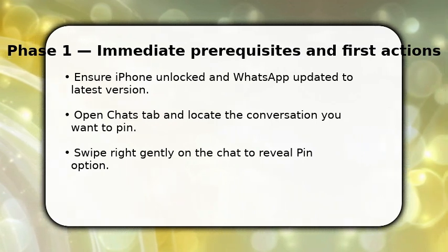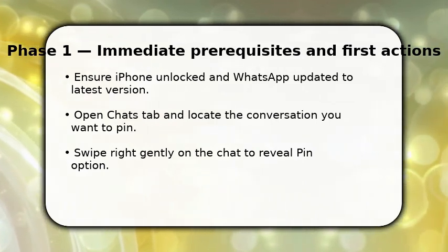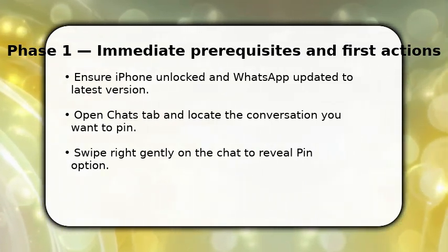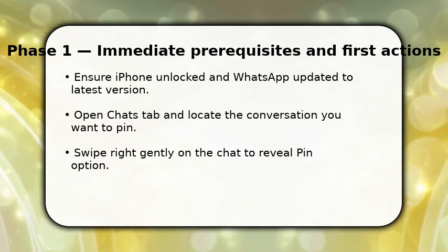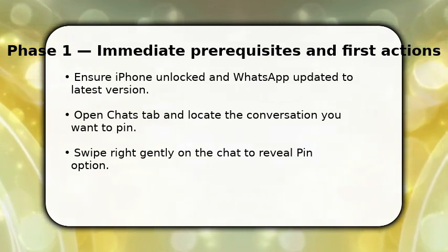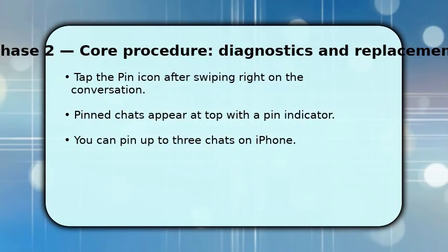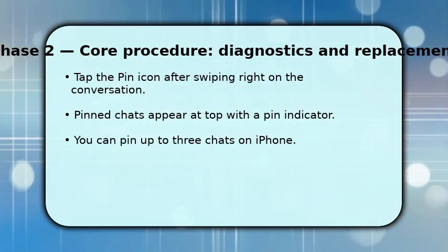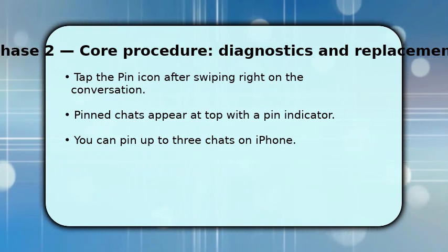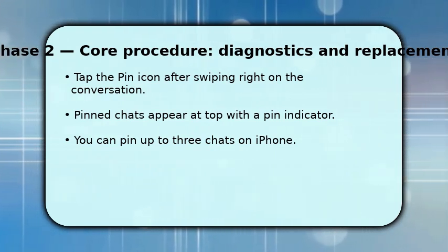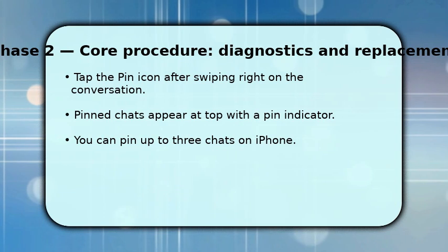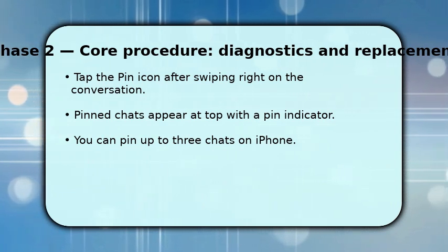This is the first actionable step because pinning is handled directly from the chat list, and performing the swipe correctly brings the pin control into view immediately. Now pin the chat by tapping the pin icon that appears. This locks it to the top of your chats list. Because iPhone shows pinned conversations above all others, you'll see a small pin indicator confirming the action.